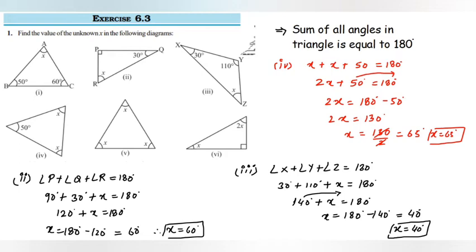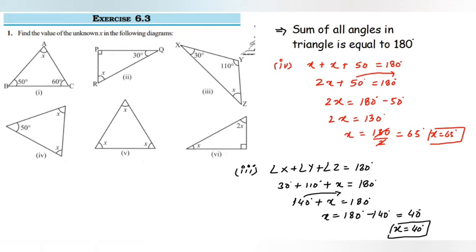So the fifth question, again they have given a triangle. In this case all values are x, x and x. So this is quite simple one. All angles are equal to x, so we'll add them and equate it to 180 degree. So when you add all, we'll get 3x is equal to 180 degree.